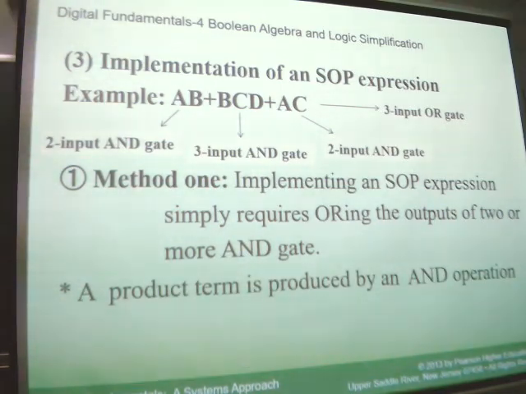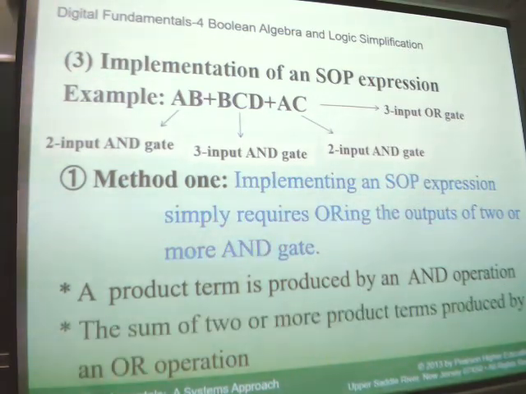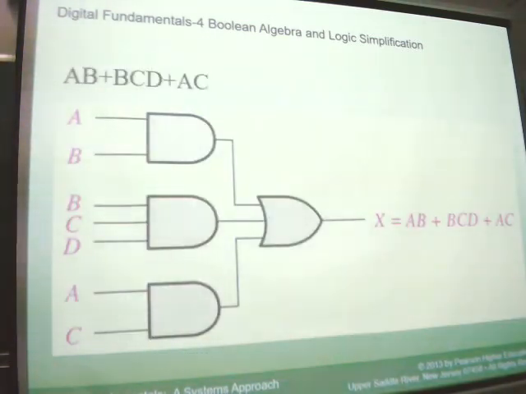Each product term is produced by an AND operation, and the sum of two or more product terms is produced by an OR operation. So it is very easy. AB plus BCD plus AC.